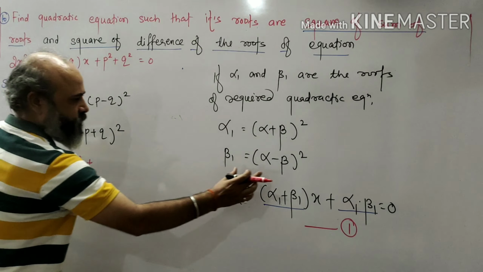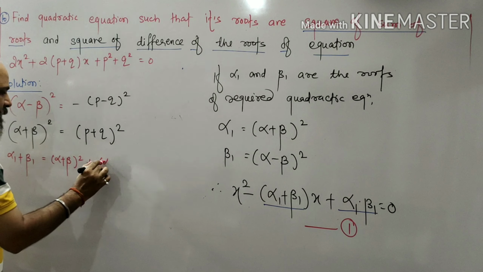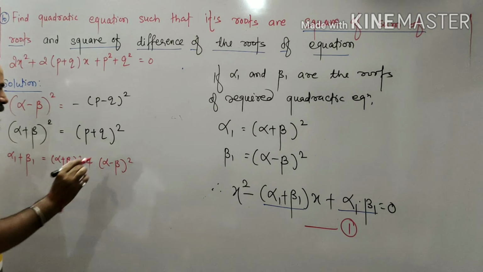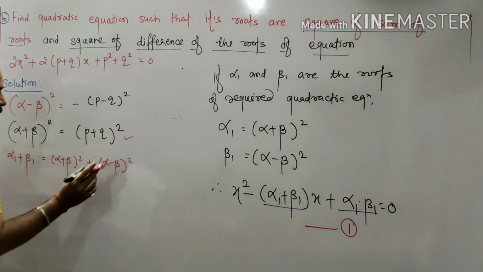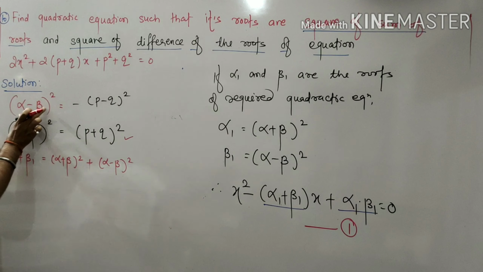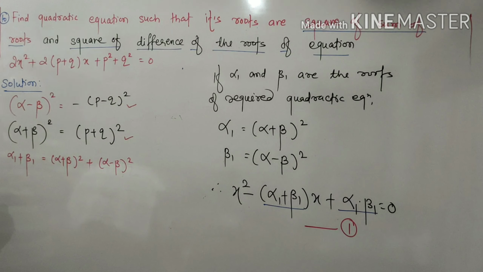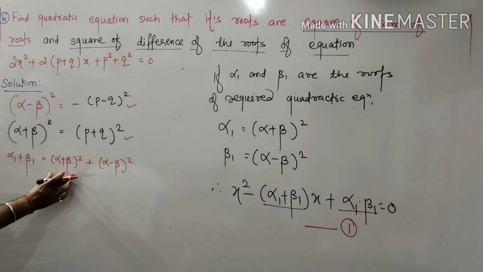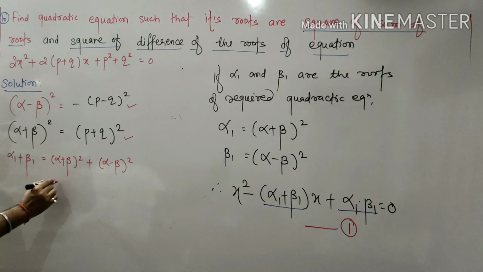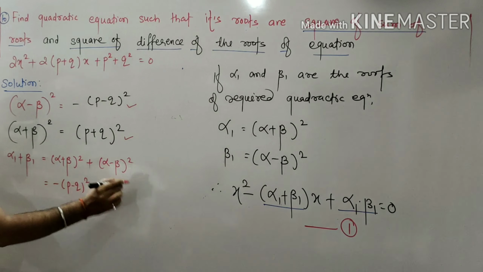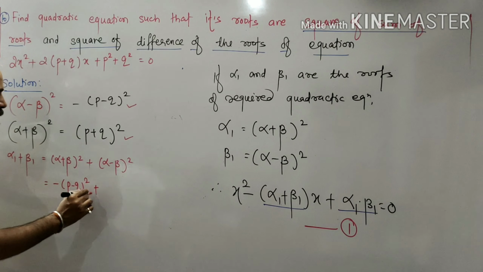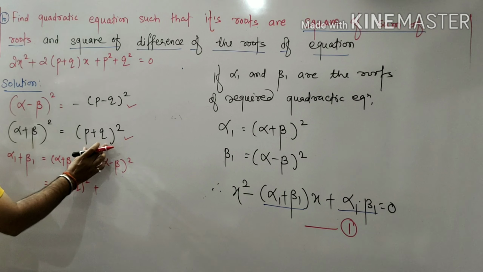Plus, what is beta 1, student? Alpha minus beta the whole square. We have calculated alpha plus beta the whole square and alpha minus beta the whole square, we just have to put the value. So what is alpha plus beta the whole square? Minus P minus Q the whole square, plus what is, student?